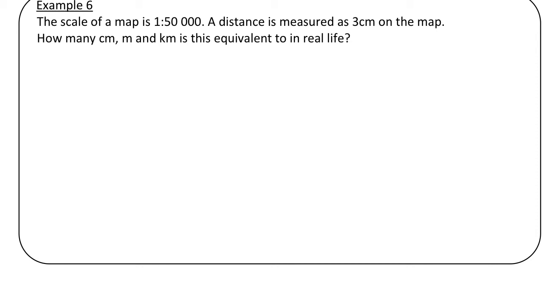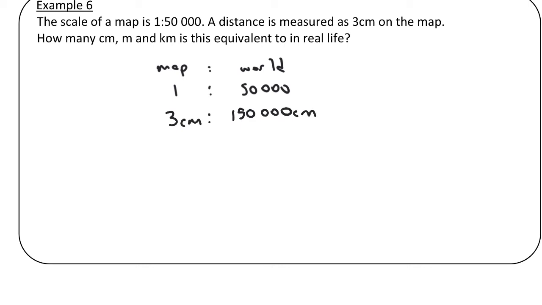Example 6, the scale of a map is 1 to 50,000. A distance measured is 3 centimetres on the map. So the map ratio is always map to world. And we've got 1 to 50,000. But what we had was 3 centimetres. So to get from 1 to 3, we multiply by 3. So 50,000 multiplied by 3 would be 150,000. So that means that 3 centimetres is 150,000 centimetres in real world.